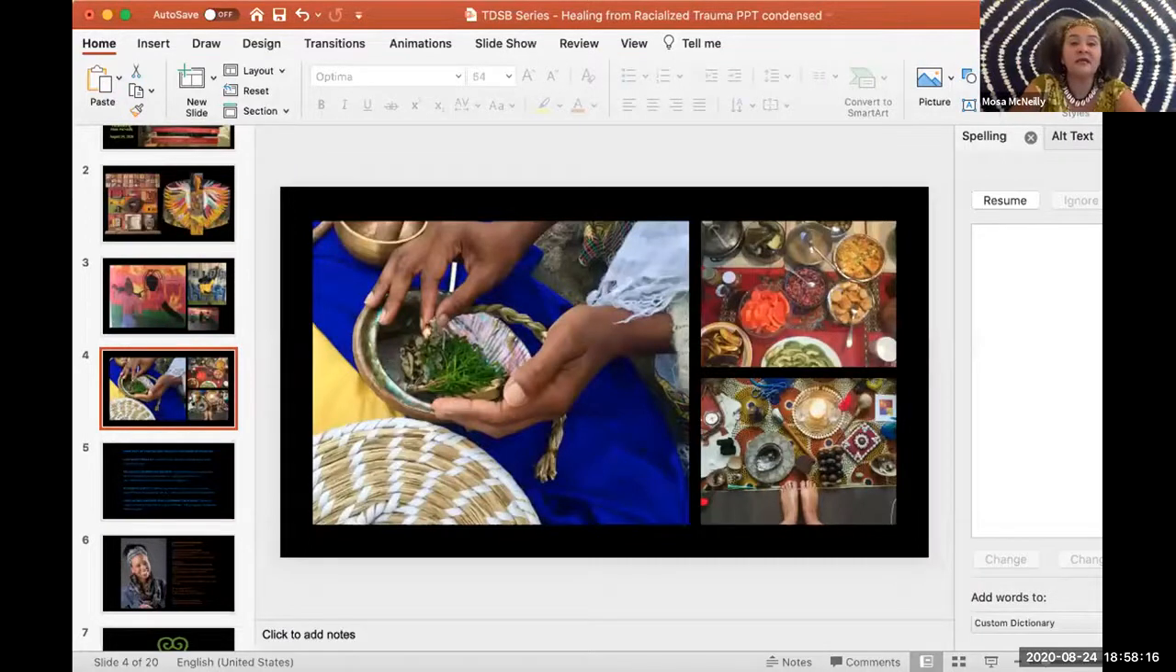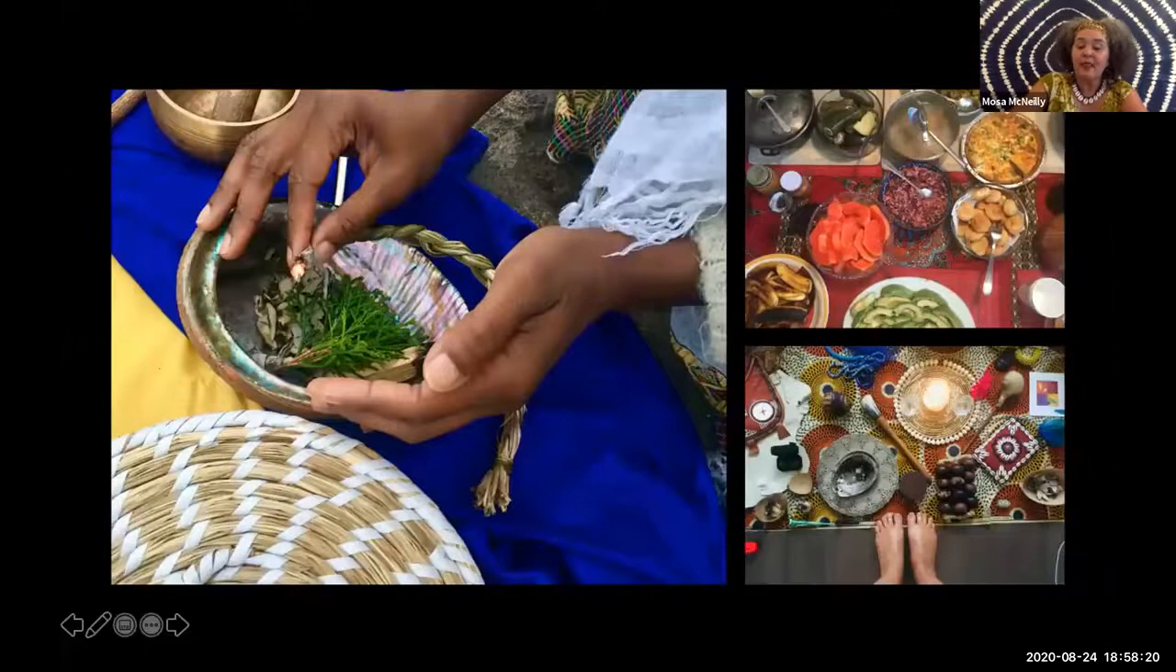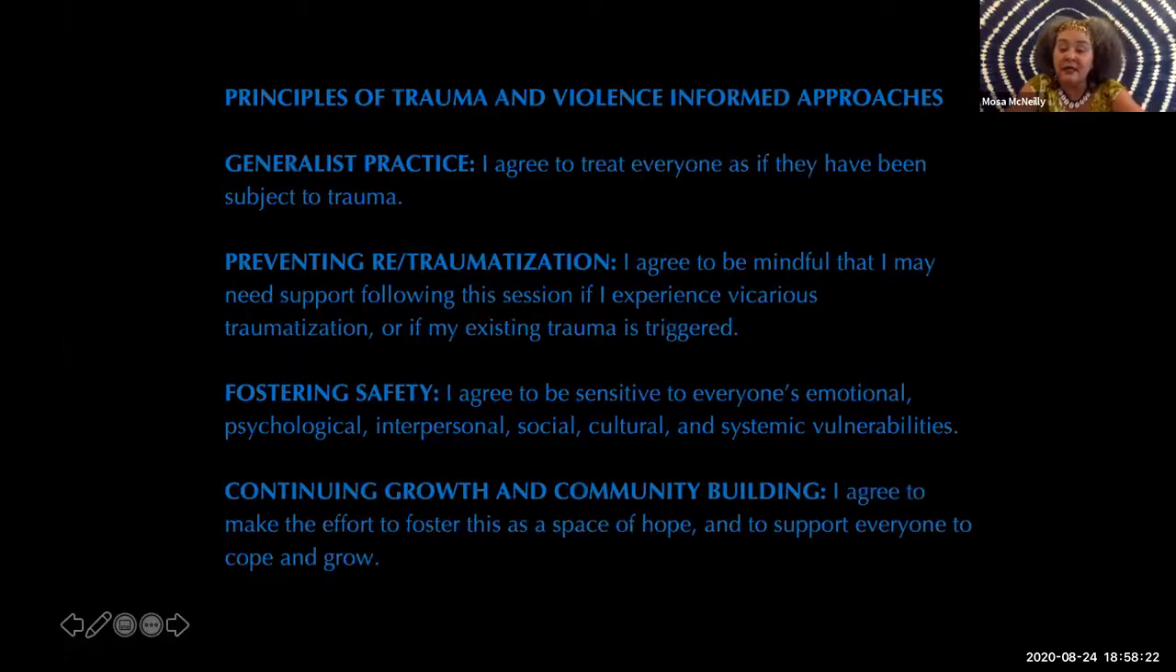So I'm going to share my screen again. I want to just let you look at these principles that we're going to use as guidelines for our conversation today. So the first principle is working from a generalist approach. I've made an I statement here: I agree to treat everyone as if they have been subject to trauma.